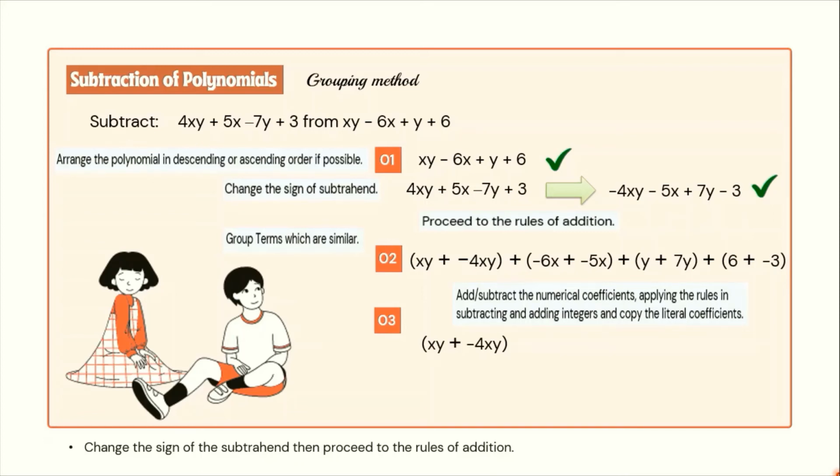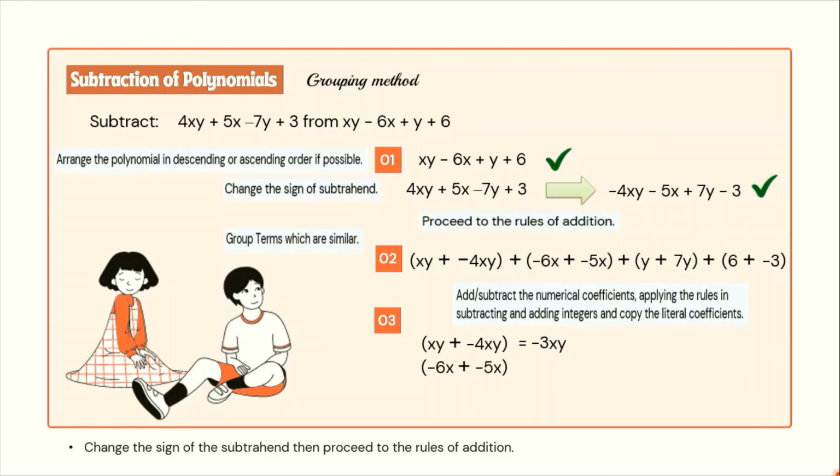xy plus negative 4xy. So for xy, since wala siyang visible na numerical coefficient, automatically ito ay 1. Positive siya, so ito ay positive 1. And then for negative 4xy, ito ay negative 4. Kaya ang i-add natin ay positive 1 plus negative 4. Ang rules natin ng addition kapag different signs, magsasubtract tayo. Kaya 4 minus 1 is equal to 3. Ang sign niya ay magiging negative dahil ang bigger number ay negative 4. Sagot natin ay magiging negative 3. And then copy the literal coefficient xy.